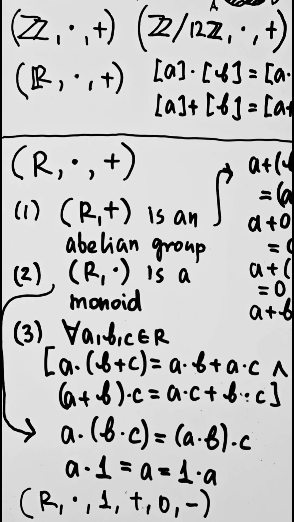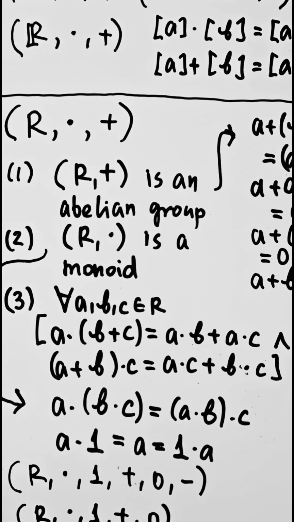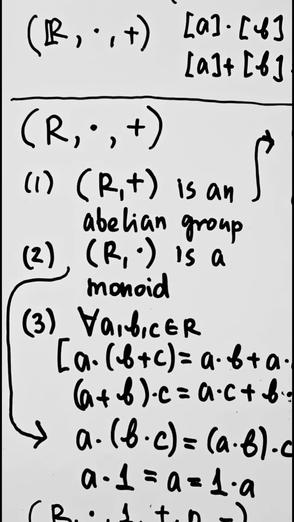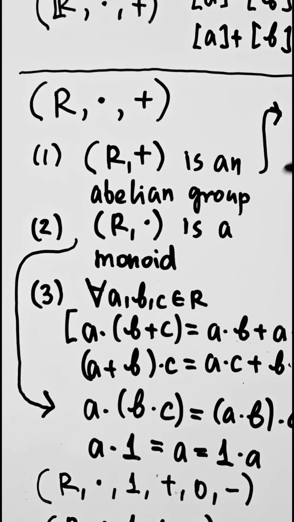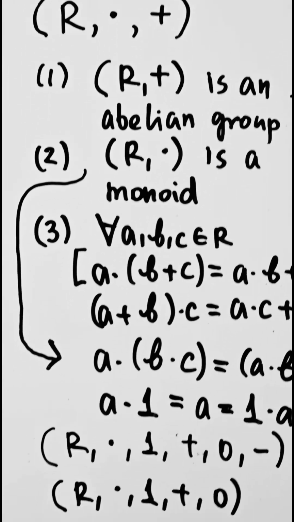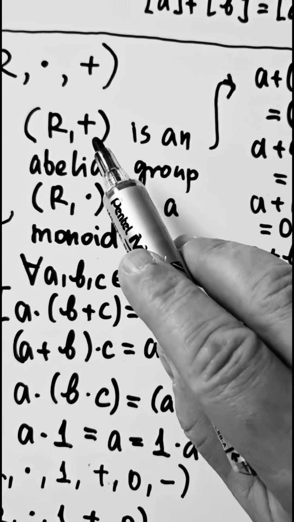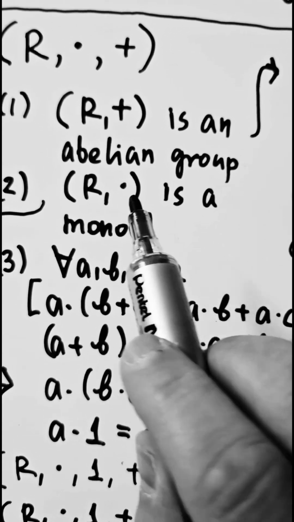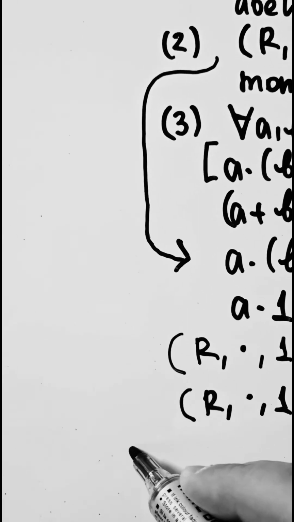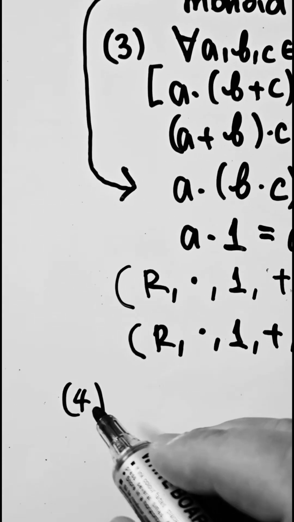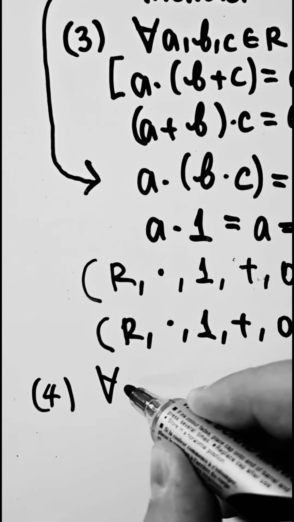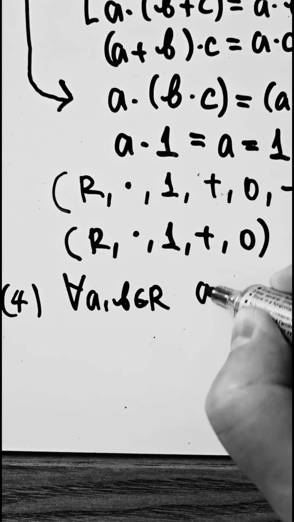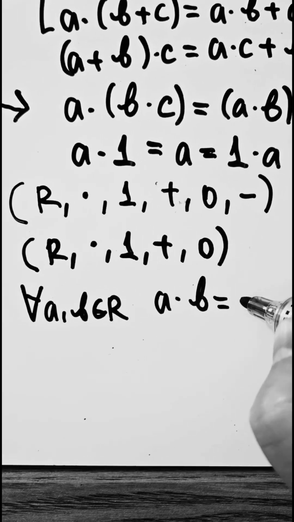Now, certain rings are called fields. A field is a special kind of ring. It has two additional properties to those listed as the axioms of a ring. The first one is that just like addition is commutative, multiplication also needs to be commutative. So for a field, we have an additional axiom that for every A and B in R, A times B must equal B times A.